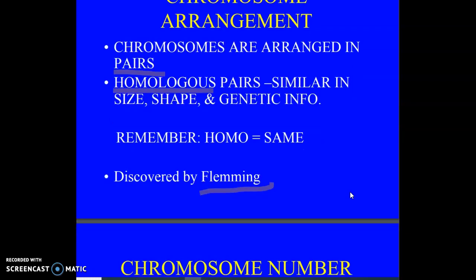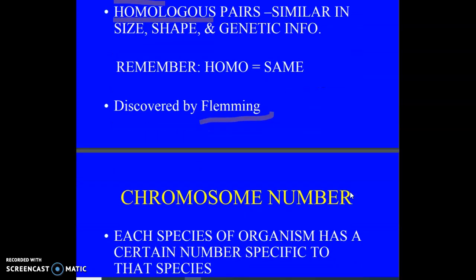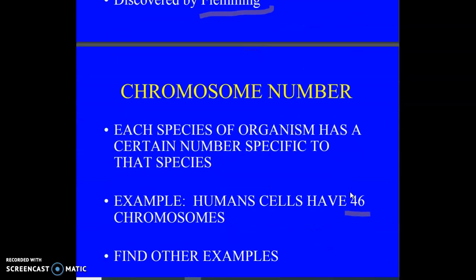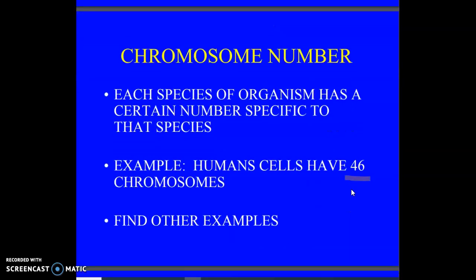Now 17, do all cells have the same number of chromosomes? Well, each species has a certain number. But do all cells have the same number? In the same species, yes. Or in the same organism, yes. For 17. 18, what's the chromosome number for humans? 46. And should all human cells have the same number? Yes. Except for our sex cells, and we'll get to that a little later.